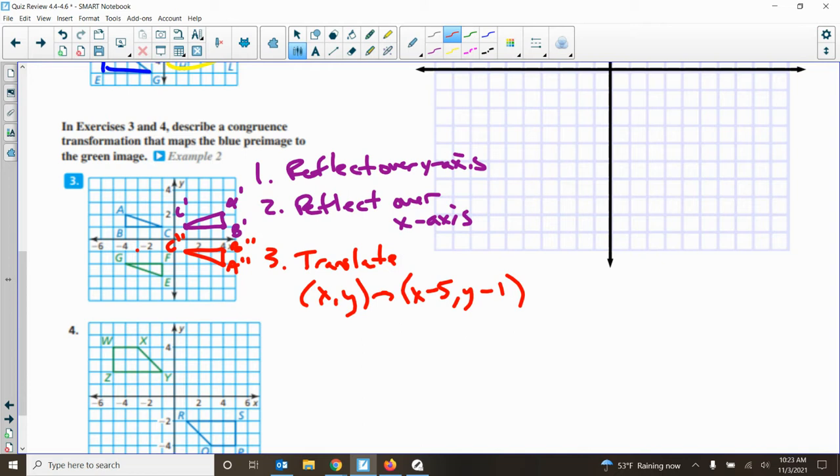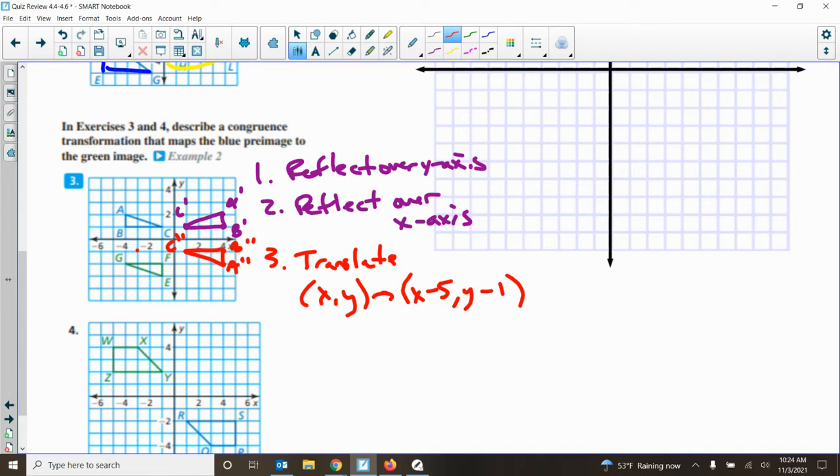So notice here, compared to questions number 1 and 2, I was much more specific in my arguments. All right, and that's what I'm going to want to see. If I say describe a congruence transformation, I want you to be spot on. Okay, so reflect over the y-axis, reflect over the x-axis, and then translate left 5 down 1. There might be another way to do this, and in fact, I'm sure that there is another way to do this, but this argument would work just fine. Anything that is good, I'll make sure you get credit for.